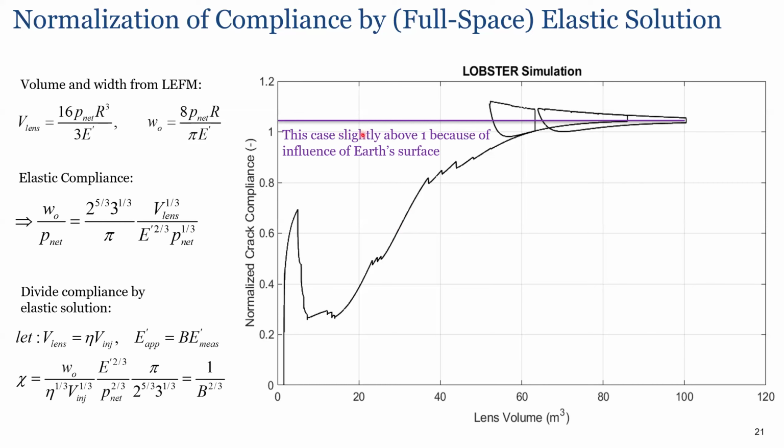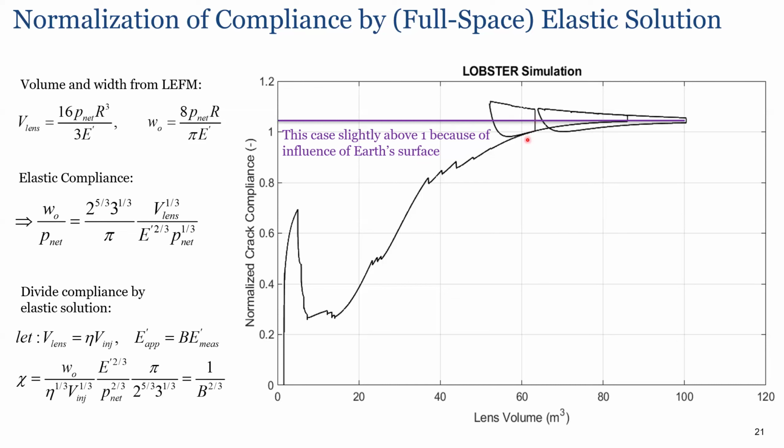Point is, LOBSTER or any LEFM-based hydraulic fracture fluid lens model will cycle around 1 when normalized this way. You can't change it. You can play around all you want with your inputs. You're going to cycle around 1. There's nothing else that you can do.